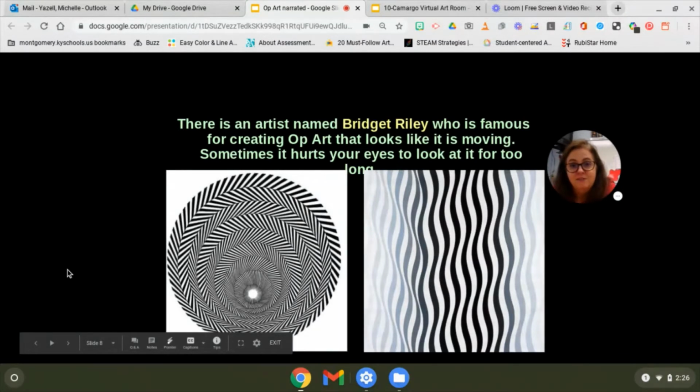So, Bridget Riley is a famous op artist who created pictures that look like they were moving. This one looks like it's spiraling down into the center, and this one looks like it's waving, and it sometimes hurts your eyes if you look at them too long.